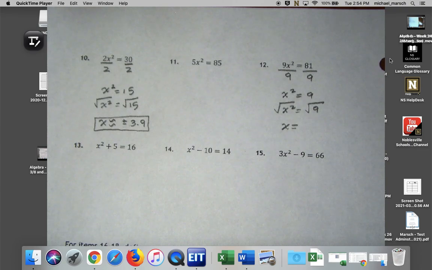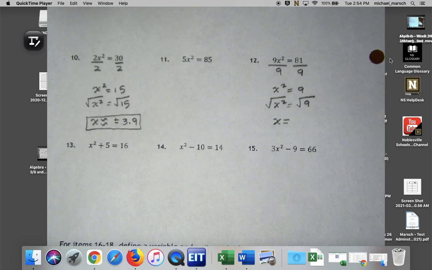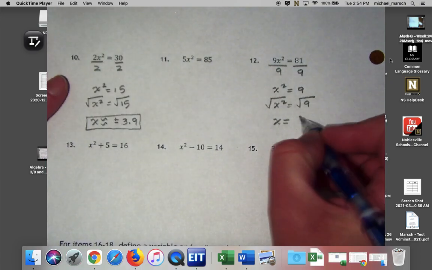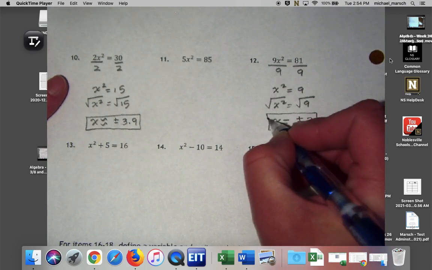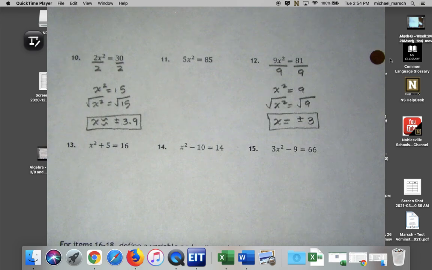Emma, what'd you get? X is equal to, you're close. It could be two answers, remember? So it's 4.5, positive or negative 3. Wait, how do you get 3? Because what's the square root of 9? 3. Oh. Yep. Okay, that's how you solve square root.